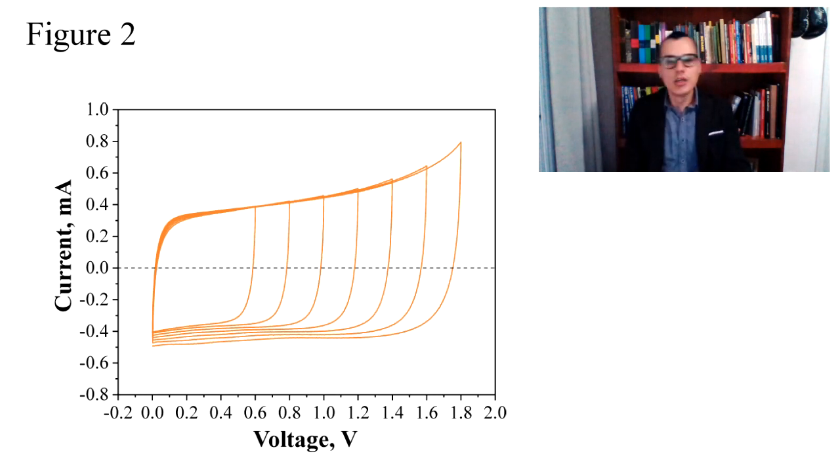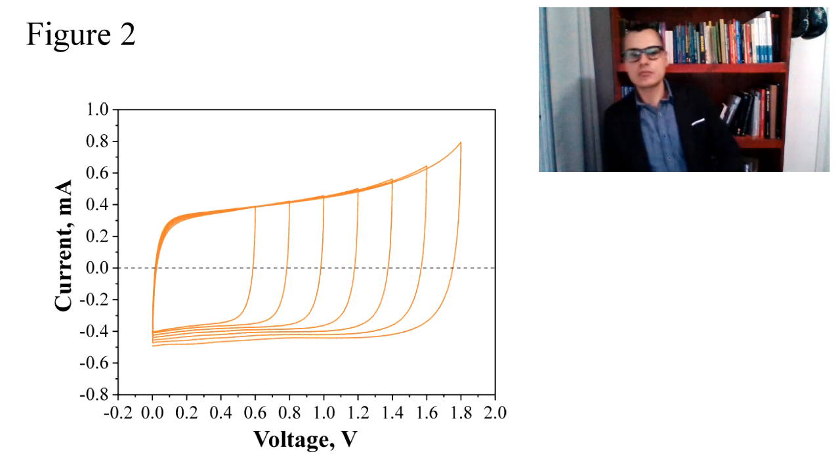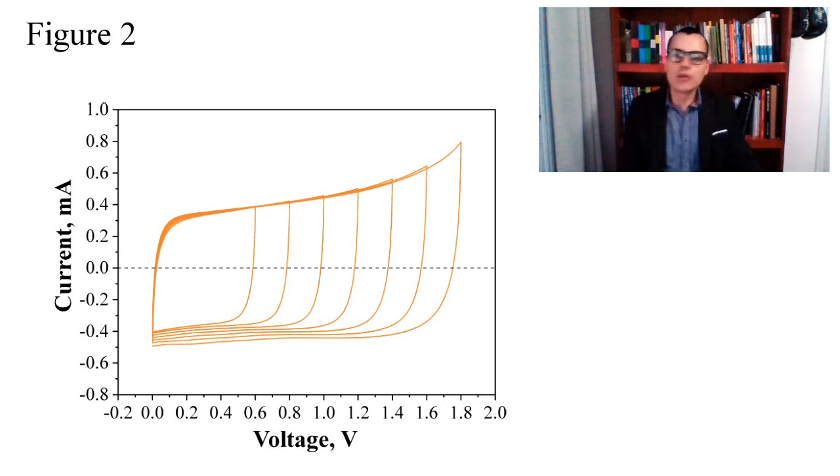Figure 2 shows cyclic voltammetry at 100 millivolts per second at different potential windows: 0 to 0.6, 0.8, 1, 1.2, 1.4, 1.6, and 1.8 volts. After 1000 cycles for stabilization, the voltammogram shown in figure 2 has excellent response and stability. Also, this is a typical voltammogram shape for supercapacitors.